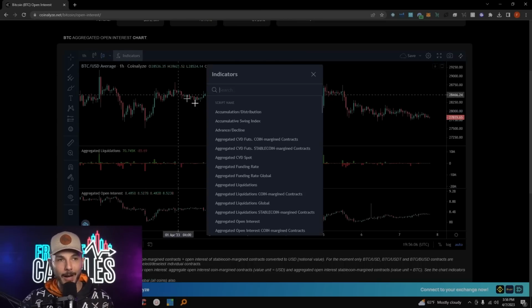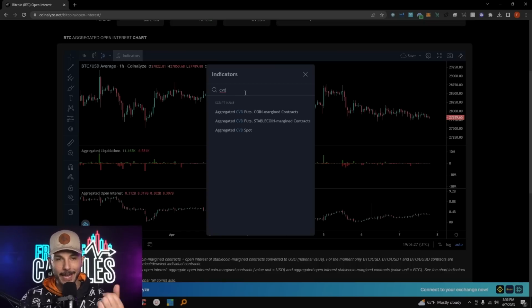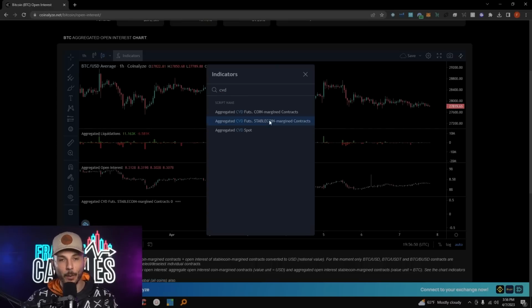Now, some of the other common indicators that I like to look at is going to be CVD, or cumulative volume delta. Now, again, I'm not going to get too deep into exactly what cumulative volume delta is, but I do just want to show you how you can pull this up on the chart. So I'm going to go ahead and type in CVD, and what I like to look at, guys, is the aggregated CVD futures stablecoin margin contracts, and the reason for that is you can see up here you have coin margin contracts. The reason I want to look at stablecoin margin contracts is basically because more people trade the stablecoin pairs, right? So this is the thing I'm more interested in. So I'll go ahead and add that to the chart.